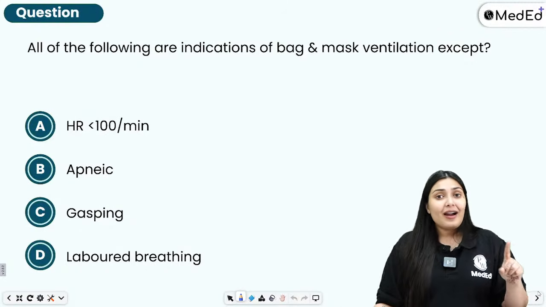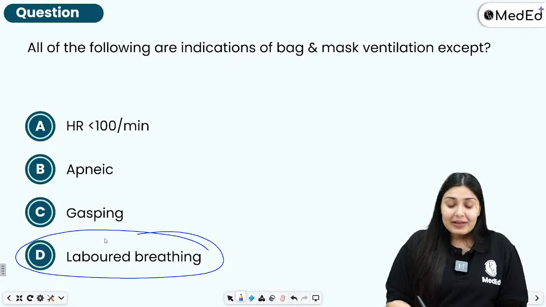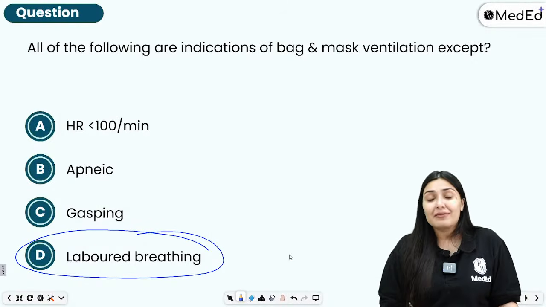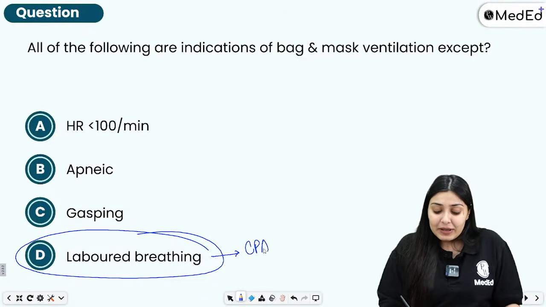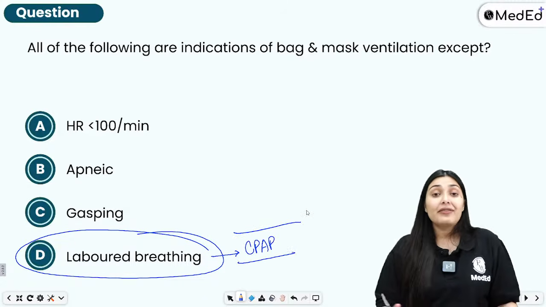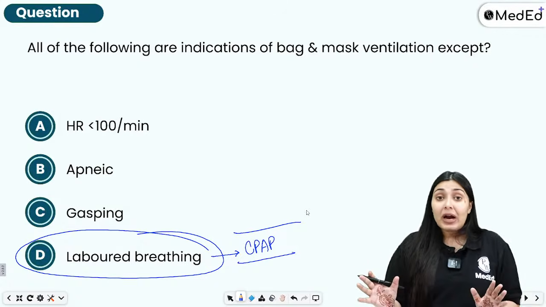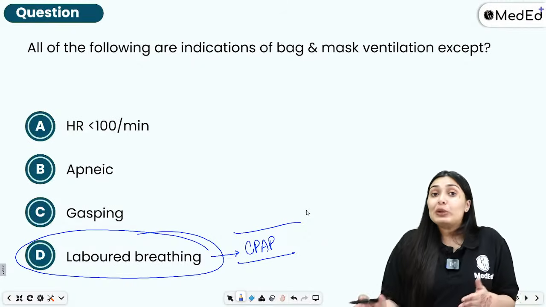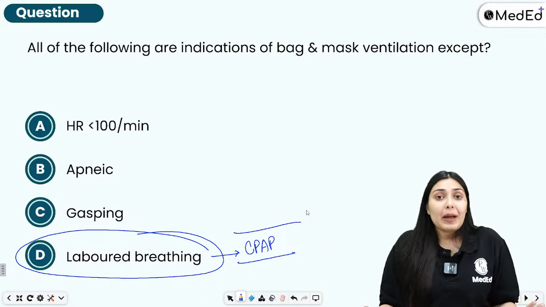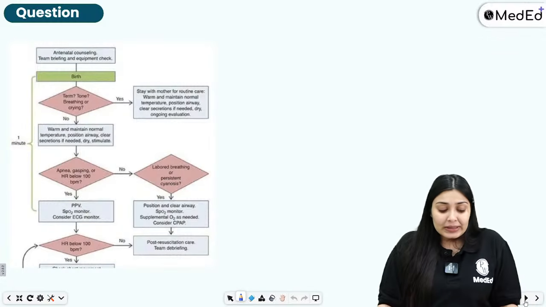Three things were there: heart rate less than 100, apneic or gasping. If there is labored breathing, you don't start bag and mask ventilation. You take this child on CPAP therapy, that is continuous positive airway pressure, CPAP. If the child's heart rate is more than 100 but the child has labored breathing, then I will take this child to NICU, admit to NICU and give CPAP therapy, right? So this was about this question.